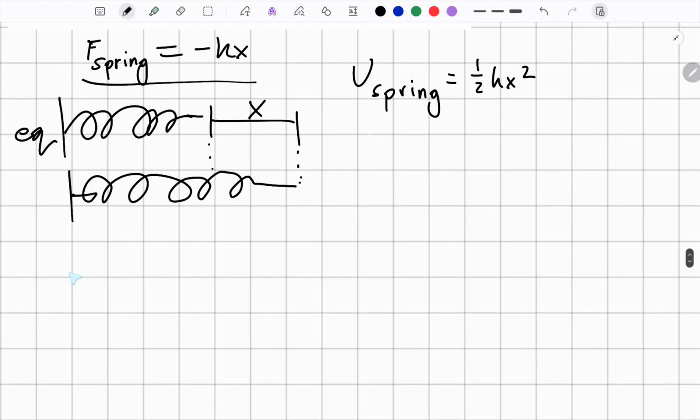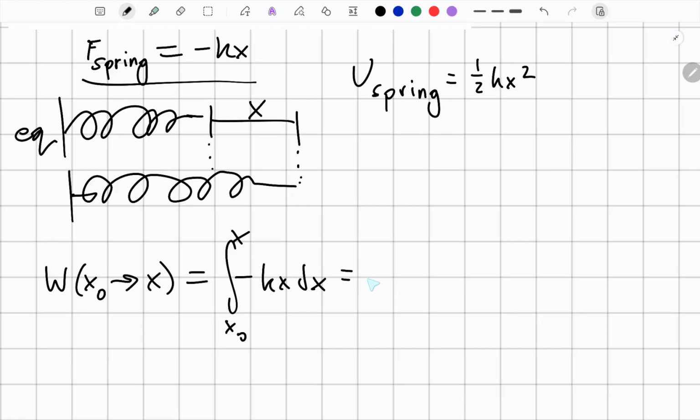So we can start with our force. We know our work in stretching from our initial position, our equilibrium, to x is going to be the integral from x naught to x of negative kx dx. And that's going to be negative 1/2 k times x squared minus x naught squared.